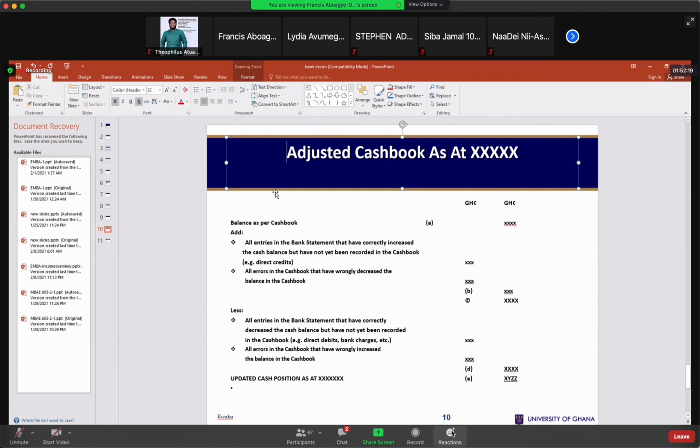Now let me explain that the balance as per the cash book can be positive or negative. When it is positive, it means that we have money. If it is negative, put in parentheses, it shows that it's an overdraft. What we have here as A shows that we have money at the bank. Is that okay?